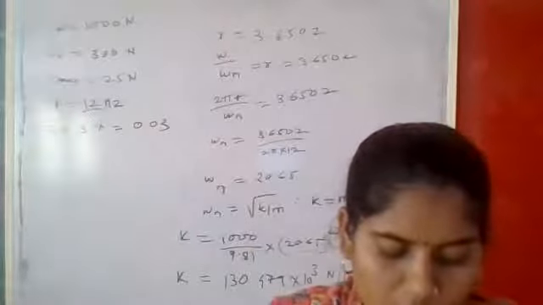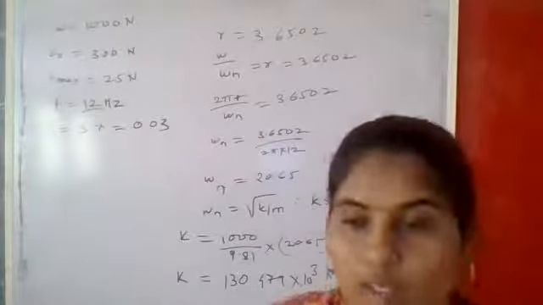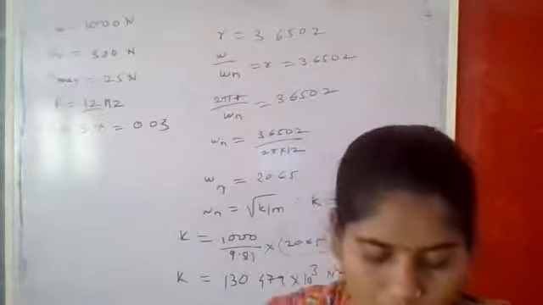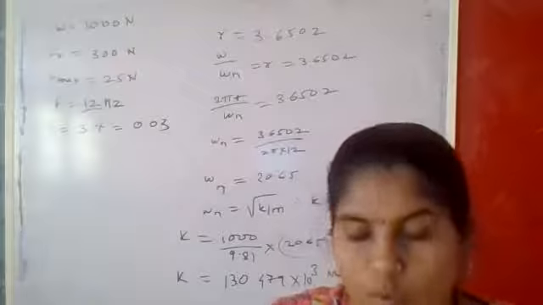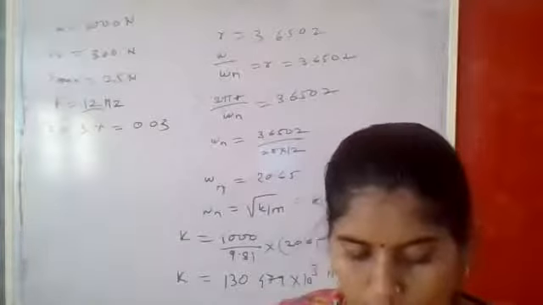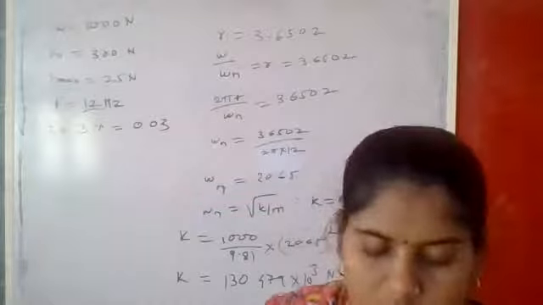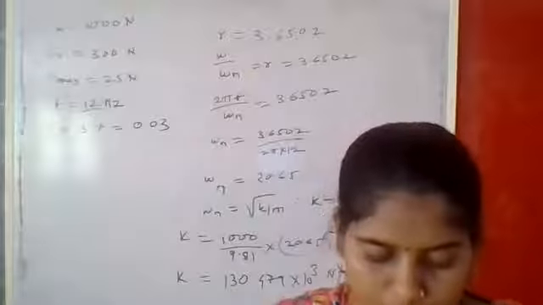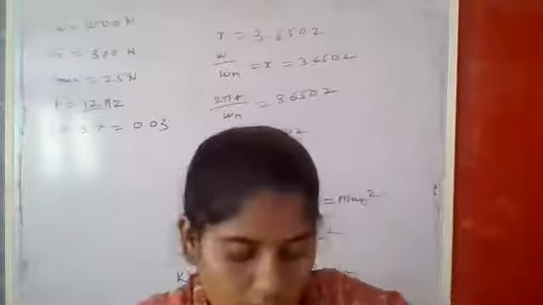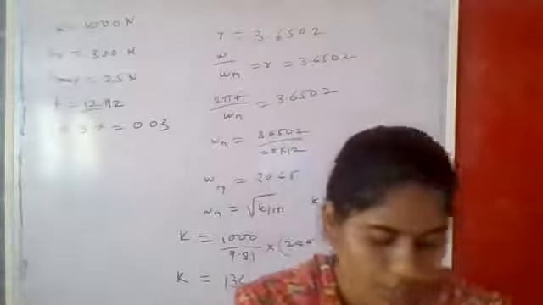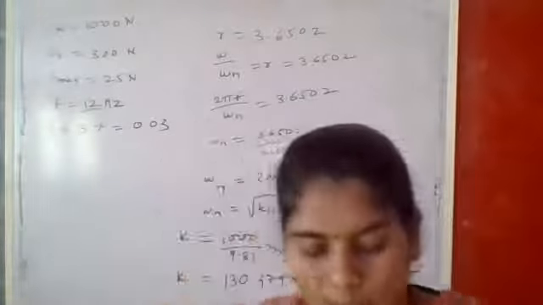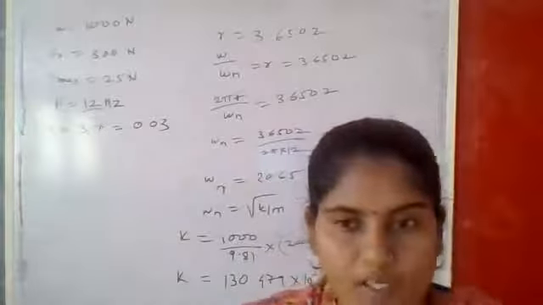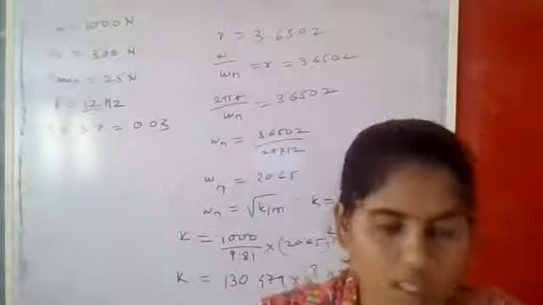and surrounding floor vibrates at 1200 cycles per minute. Full stop. Calculate the stiffness of springs.